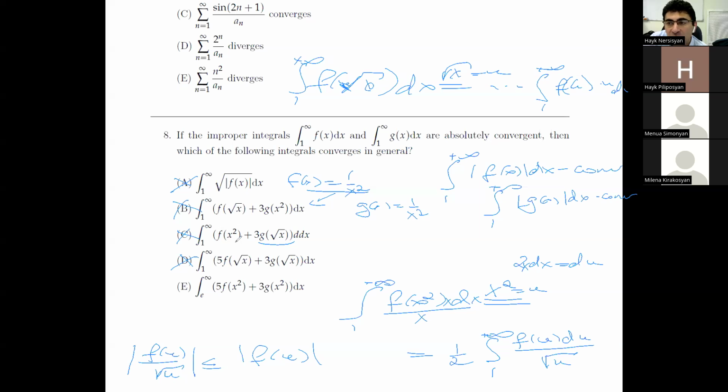So f(x) squared, guys, f(x) squared can be convergent. This term can be convergent. But what can we say about g root of x? It still might be divergent, and convergent plus divergent for sure is divergent. So C is divergent because of this term.